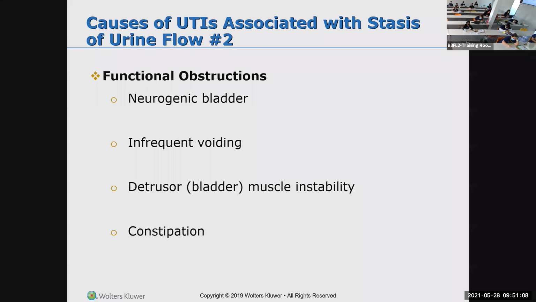Functional obstruction. I did mention this one with neurogenic bladder. I mentioned suffering from multiple sclerosis. Now I do have a neurogenic bladder. Difficulty passing urine. Urine flow is obstructed because I'm suffering from multiple sclerosis.